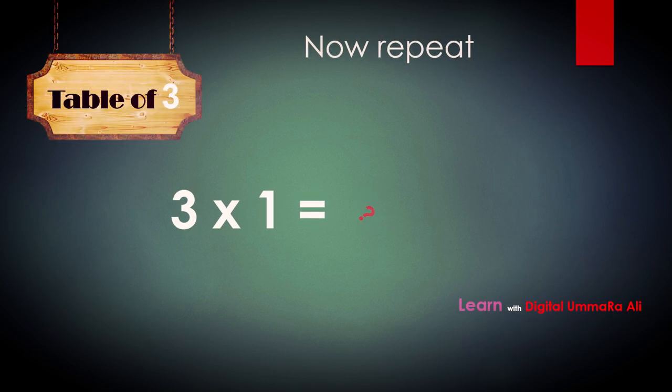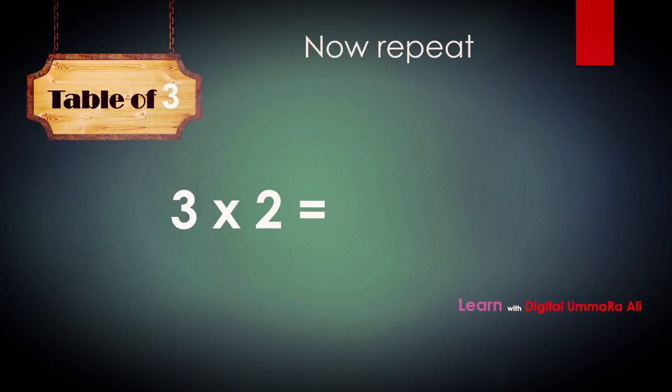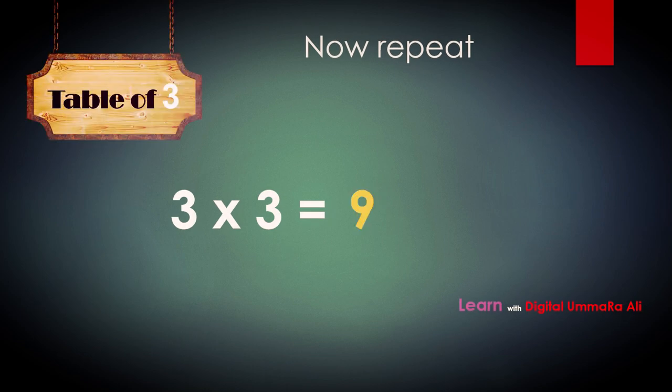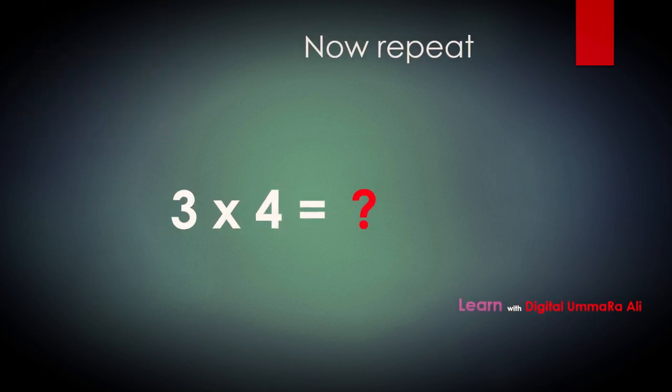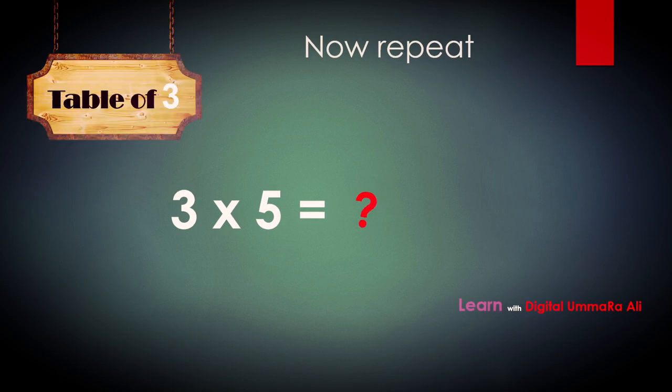Let's repeat together and learn the 3 table. 3 ones are 3, 3 twos are 6, 3 threes are 9. Very good, well done. 3 fours are 12, 3 fives are 15. Well done.